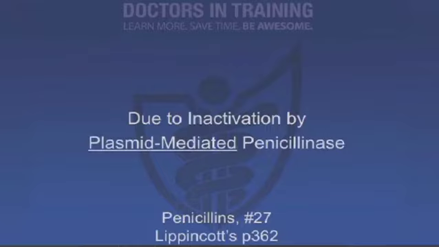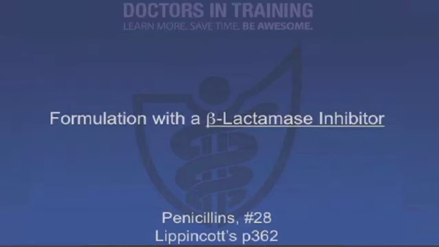Resistance to these antibiotics is now a major clinical problem because of inactivation of these drugs by a plasmid-mediated penicillinase or a plasmid-mediated beta-lactamase. And so because of this, E. coli, Escherichia coli, and Haemophilus influenzae are frequently resistant to the aminopenicillins. However, we can overcome this resistance by formulation with a beta-lactamase inhibitor. And so amoxicillin can be paired with clavulanic acid, and ampicillin can be paired with sulbactam, and this will extend their antimicrobial spectrum, and that's just by adding a beta-lactamase inhibitor. And we'll talk about these again separately later in the lecture.